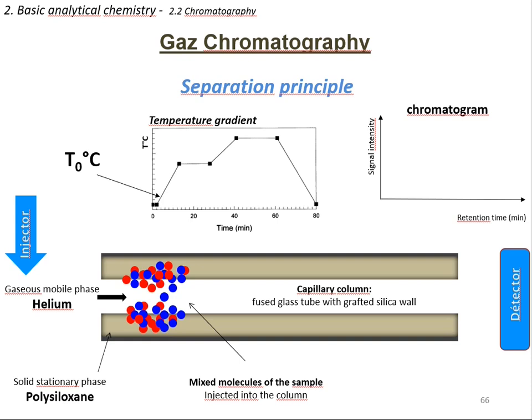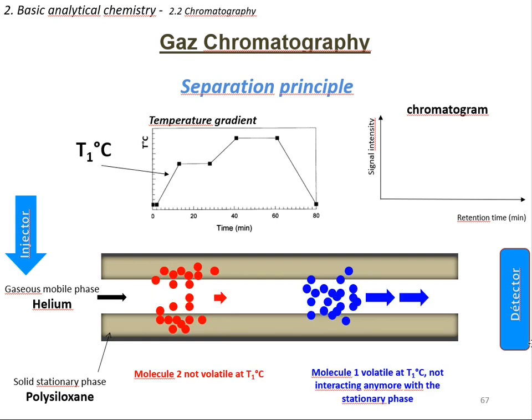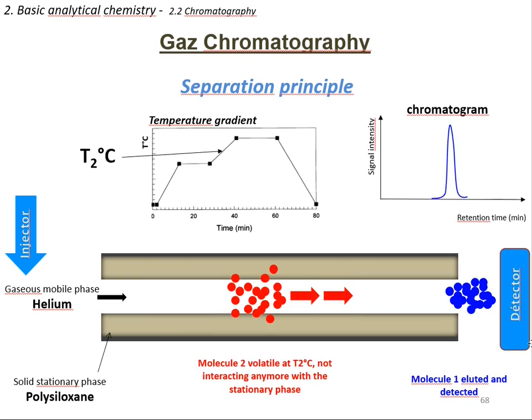Imagine that there is a constant flow of helium, the vector gas, that is pushing the molecule through this column. And then in the oven, you will increase the temperature, so the temperature inside the column will increase as well. At a certain temperature, the blue molecule becomes more volatile, and it's going to be pushed faster through the chromatographic system until it reaches the detector and makes a peak. So in this case, the retention time depends on the temperature of volatilization of this molecule.